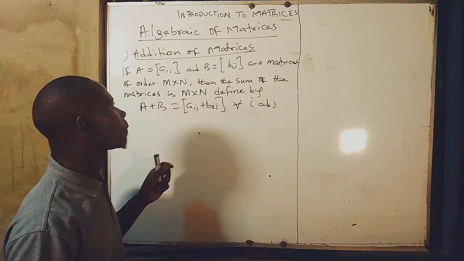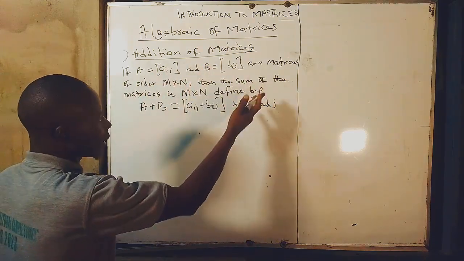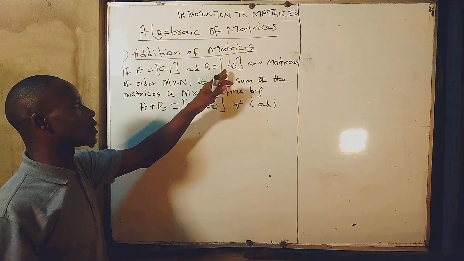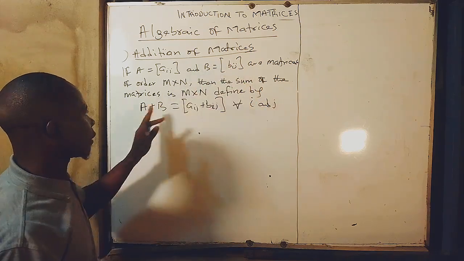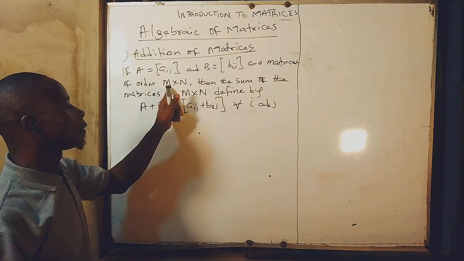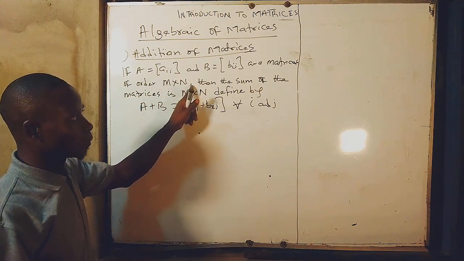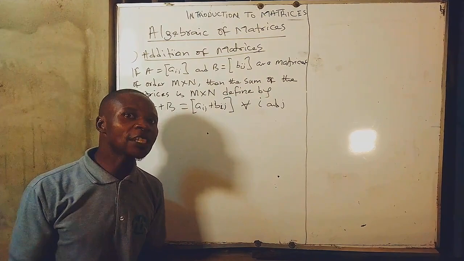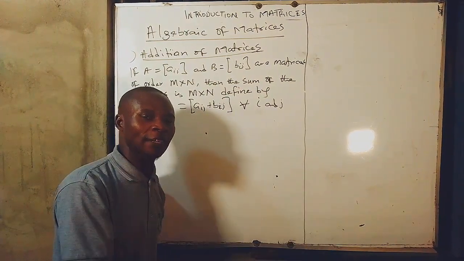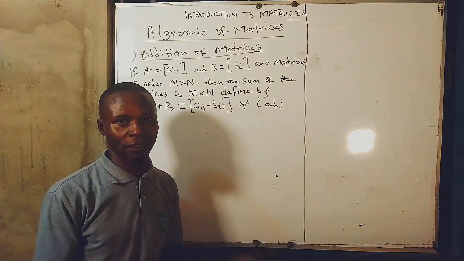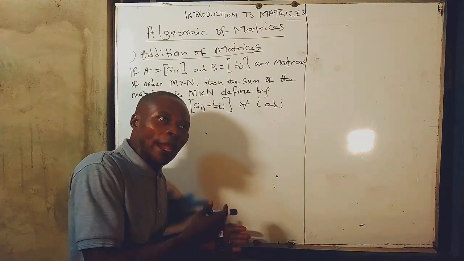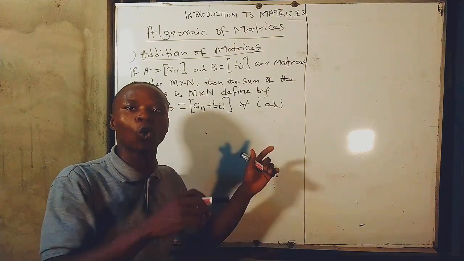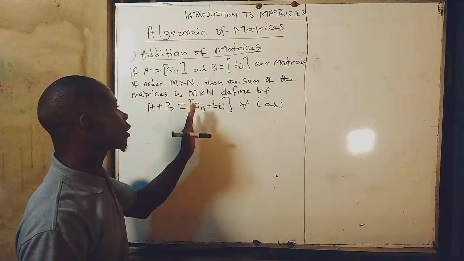If you don't understand, or you have not studied such, you might not be able to understand how we add matrices here. So here we have addition of matrices. If A equals Aij and B equals Bij are matrices of order m by n, then the sum of the matrices is m by n. This implies that if you are adding square matrices, the answer must be a square matrix. If you are adding a 2 by 2 matrix and a 2 by 3 matrix, it must end up being either a 2 by 3 or a 3 by 2 matrix. So this is what it is here.